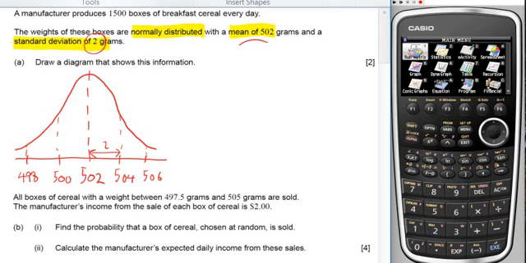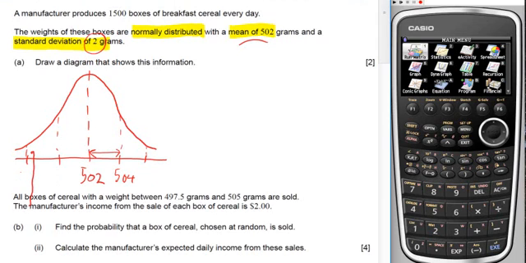All you need to do is actually label 1 standard deviation, okay? And you've got your 2 marks. You've shown the examiner you know what you're talking about. So let's move on to the question. Let's not do that. Let's move on to the question.